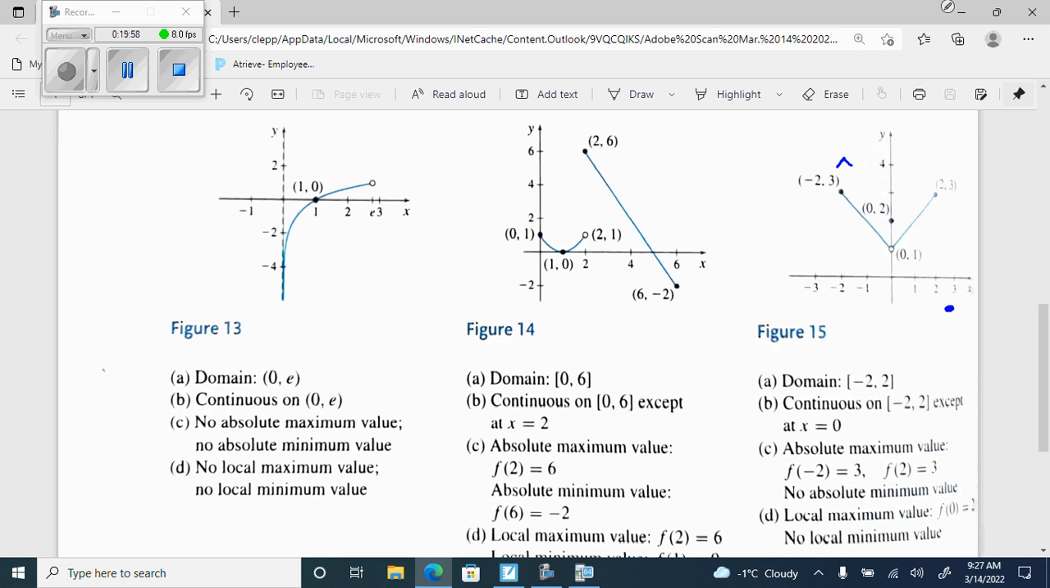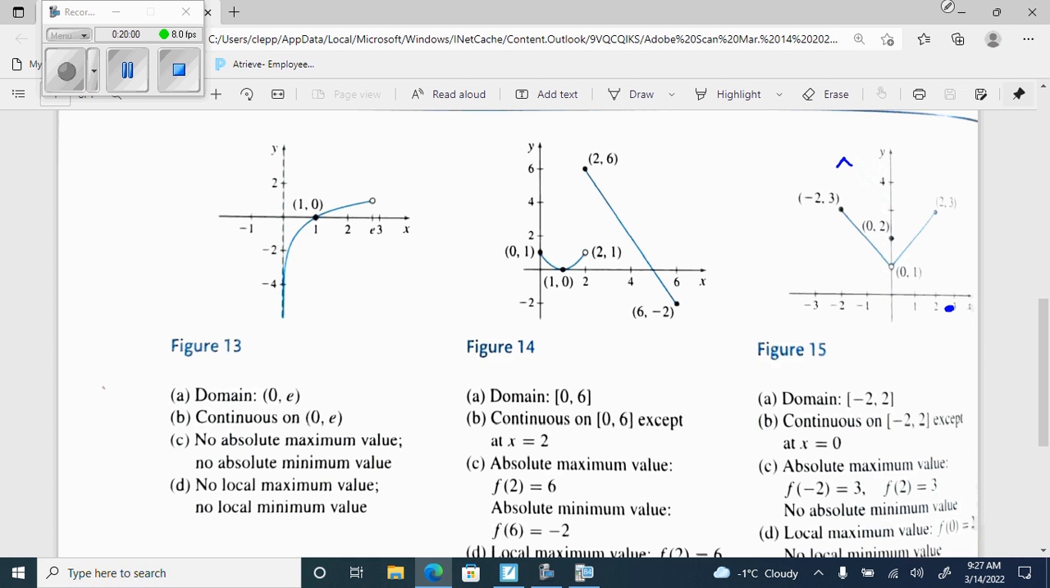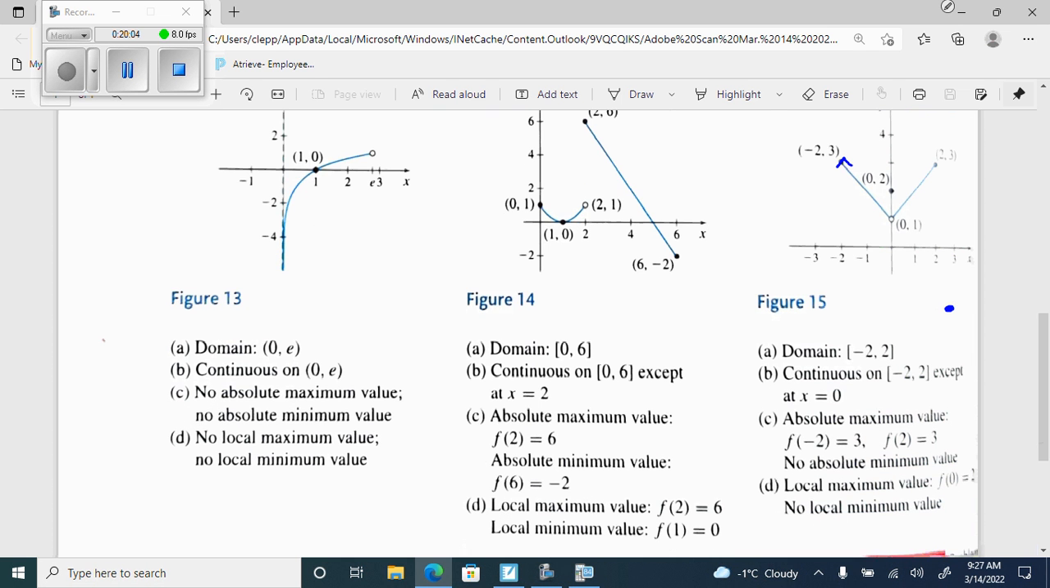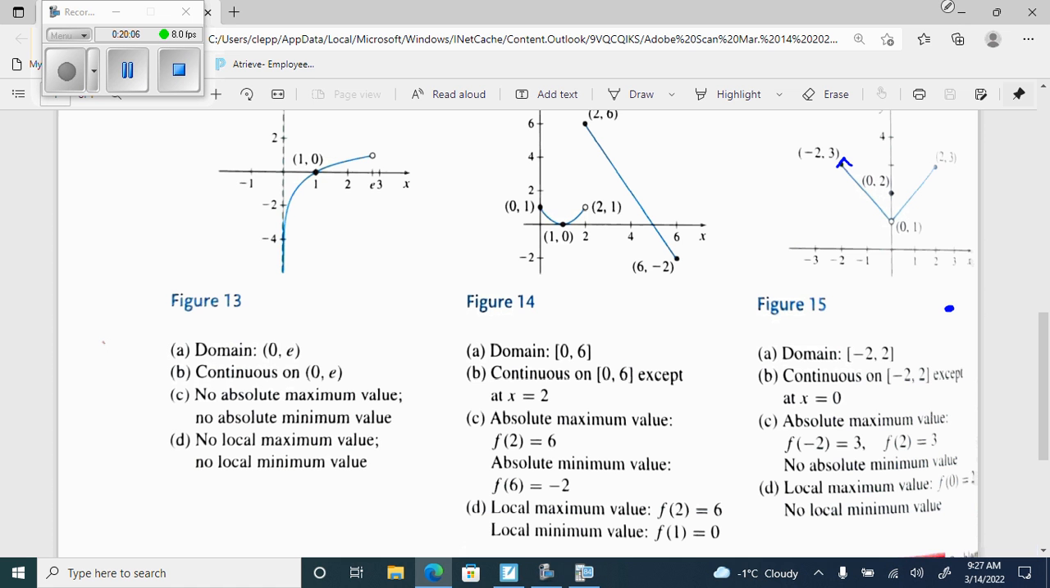Okay, and then this one here, it's continuous except, which I don't like that word because it's not continuous. It has an absolute max at 2 and -3 and 2, 3, and it doesn't have a min. Why? There's no absolute.